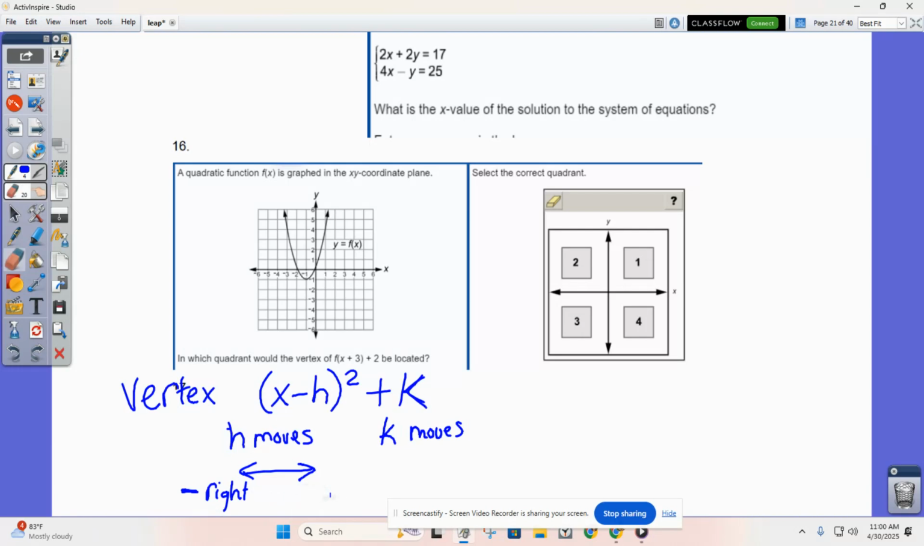Uh-oh, I'm confused. Okay, so when I have this minus h, the minus sign is part of the formula. So if it goes to the left, it's a plus. Plus goes to the left, and minus goes to the right. There we go. The k is moving it up and down. Positive goes up, negative goes down.